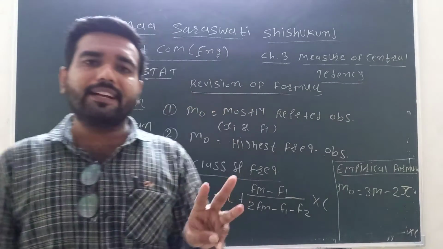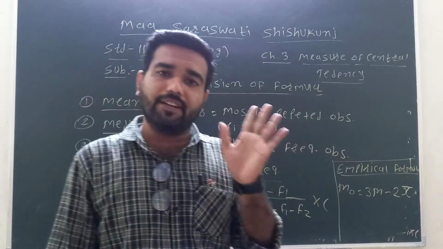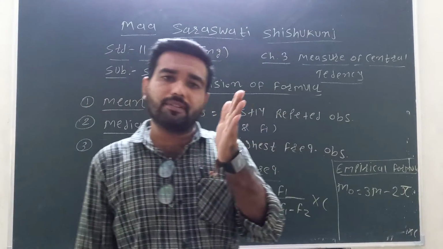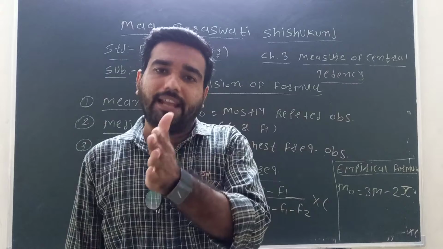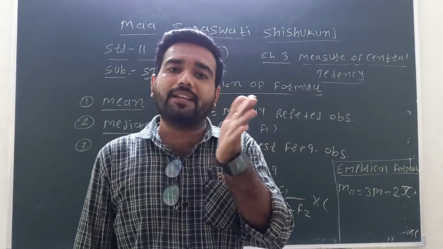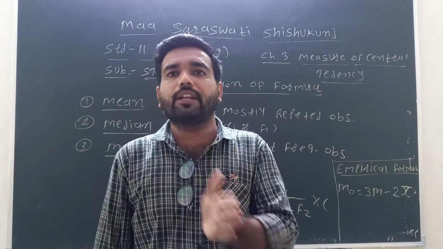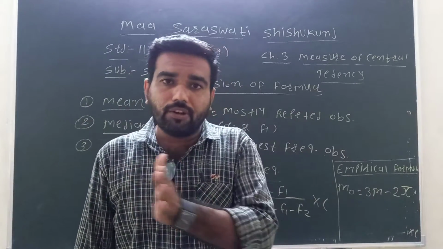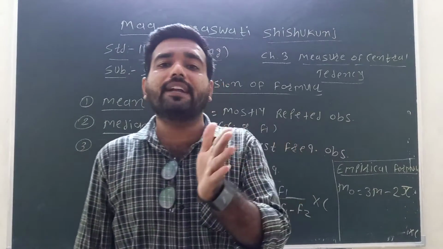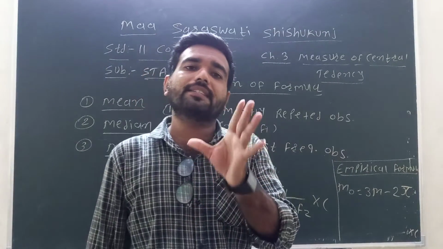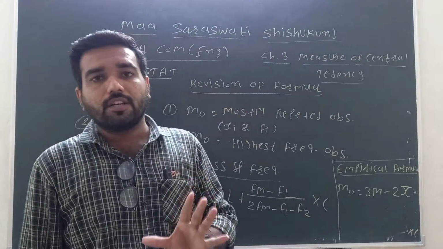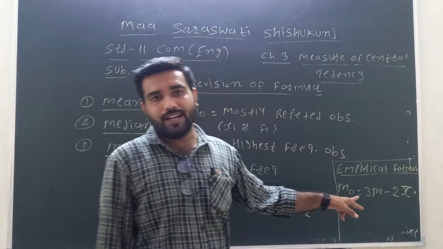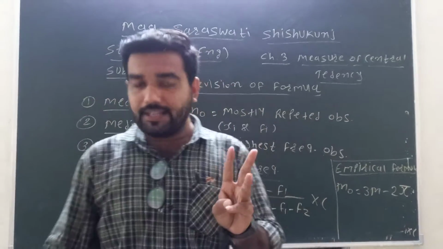And the third condition is when open-ended classes are given. Open-ended class means, for example, one of the classes starting from less than 10, next 10 to 20, 20 to 30, 30 to 40, and 40 or above, or 40 or more. So the first class is less than 10 and the last is 40 or above. Here it is called an open-ended class. So when an open-ended class is there, we will use the empirical formula.